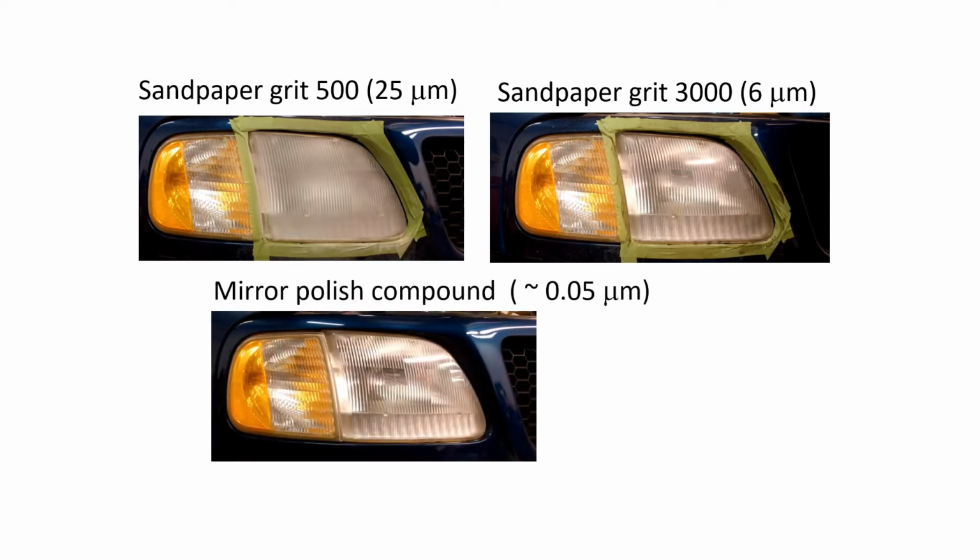Finally, the surface is polished with a compound that leaves the grain smaller than 0.05 micrometers, 10 times smaller than the wavelength of visible light. And that makes all reflection specular. Notice the perfect definition of the ceiling lamp images.